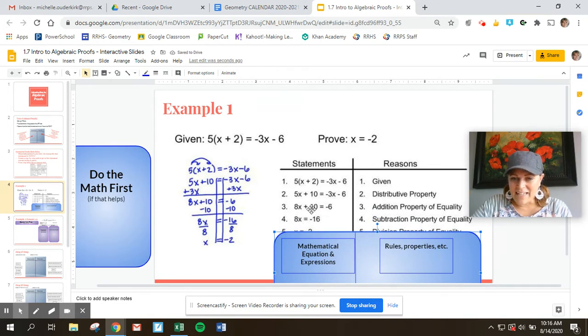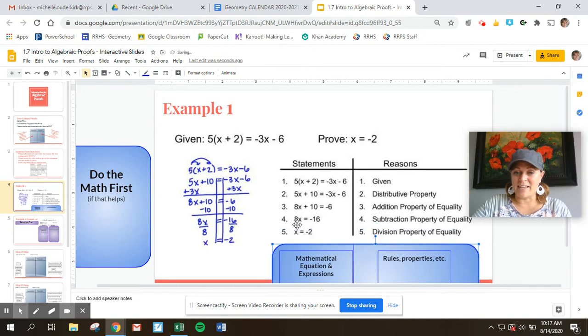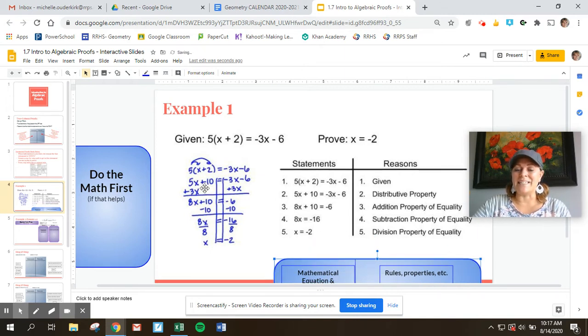Look how the 10 was moved over here, subtracted 10 on both sides, but I don't show it. I just give the result, subtraction property of equality. And keep going. I divided by 8 on both sides. See, I showed my work, but I didn't show the step. I just give the result, division property of equality. So it's exactly the same math without all the showing, but you do have to give all the rules, all the reasons, the whole step of the way.